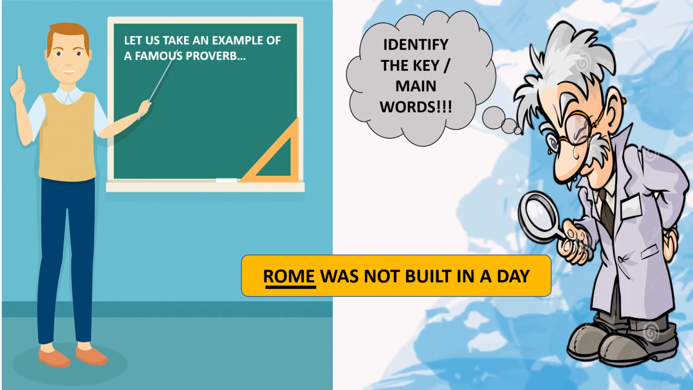So when we read this proverb, the very first thing that we have to do is to identify or to find out which are the main words of this proverb. So let's say, for example, the first keyword of this proverb is the word Rome. Likewise, the other key word in the proverb is built in a day. So what have we done? We have read the proverb, and even before we could start writing, we have first identified the key words of the topic. Now that you have identified these main words, you may start writing your expansion.